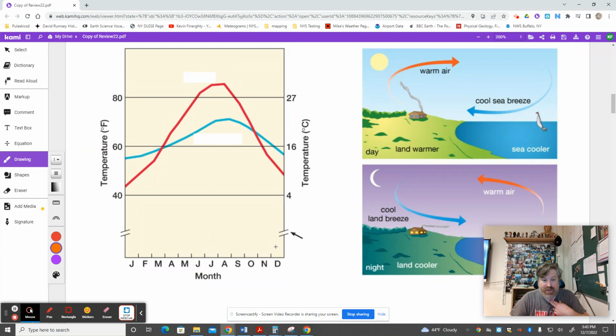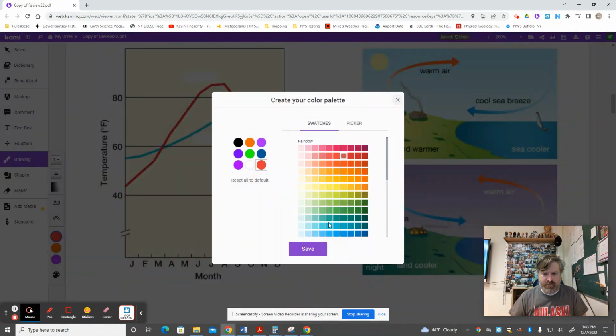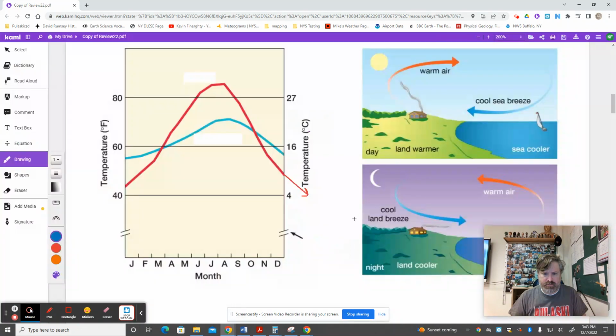This was our temperature range lab. What we looked at here was, what is it like at this city versus this city?